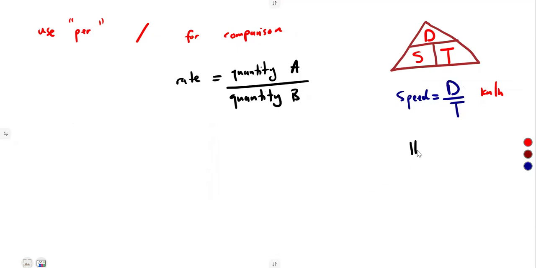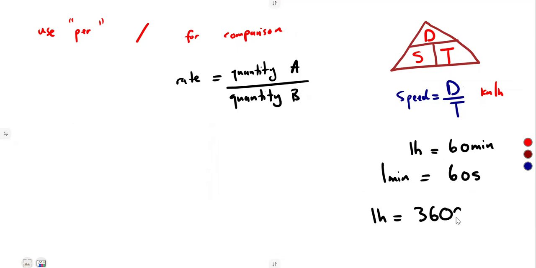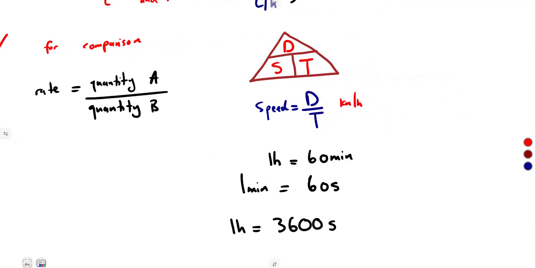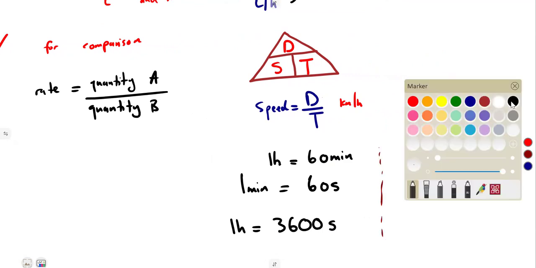We know that in an hour we have got 60 minutes. In a minute we have got 60 seconds. So meaning to say in an hour we have got 60 times 60, which is 3,600 seconds. You ought to just understand those basics, because somehow you might need those conversions.